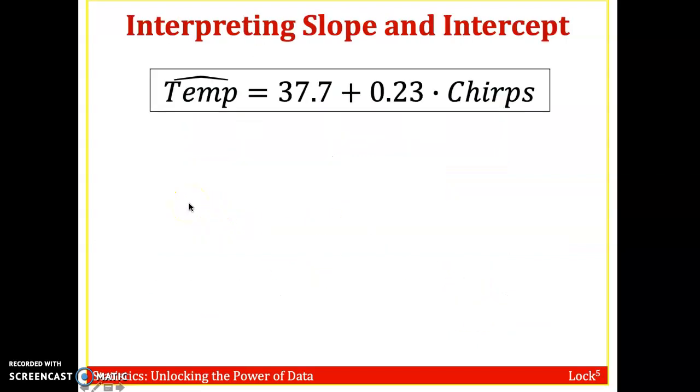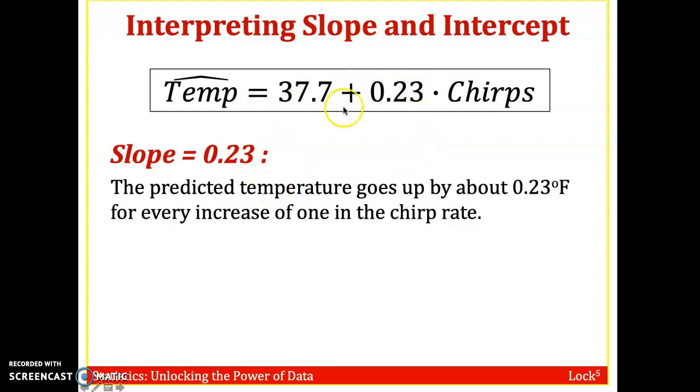So if we go back to interpreting slope and intercept, what is the slope of the line of best fit? That's the 0.23. And the interpretation for this would be the predicted temperature goes up by about 0.23 degrees Fahrenheit for every increase in one chirp. So whatever the x or explanatory variable is, if you increase it by 1, that tells you how much the output variable, the y variable, the response variable, goes up or down by.